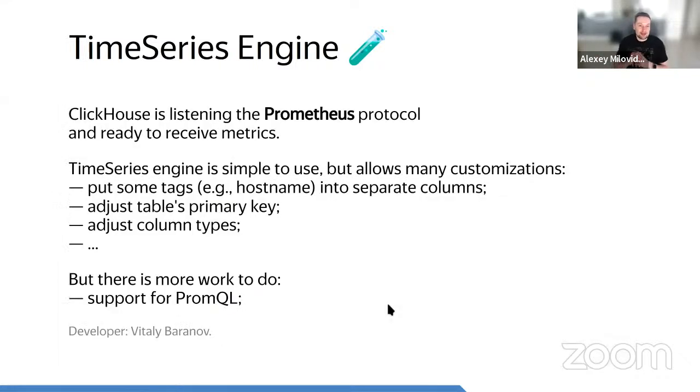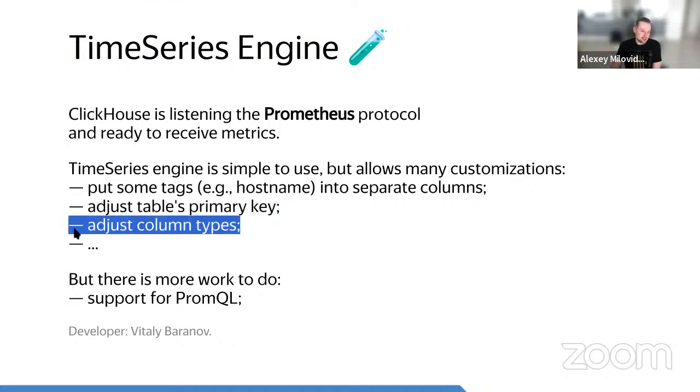So now ClickHouse is listening to the Prometheus protocol, and it will receive the metrics. You can apply some customizations for this table. For example, it is reasonable to extract some tags like host name, or maybe client name, into separate columns. And then you can also override the table primary key for metrics, so it will serve select queries efficiently. You can adjust column types, you can adjust a lot of details.